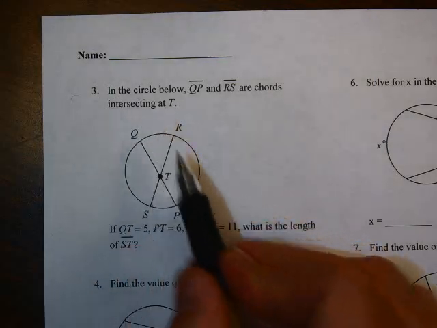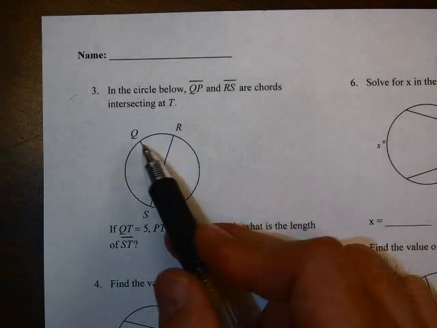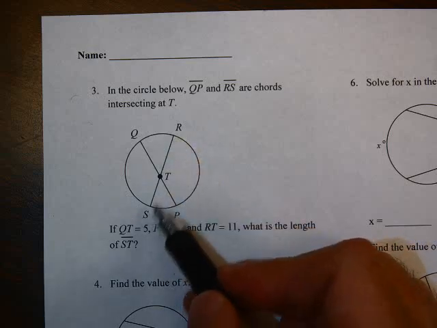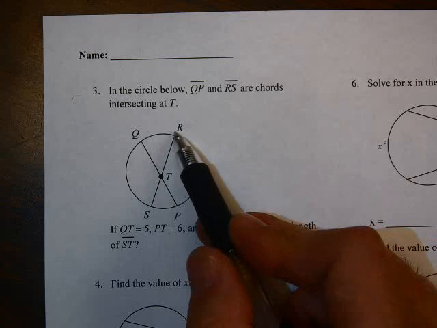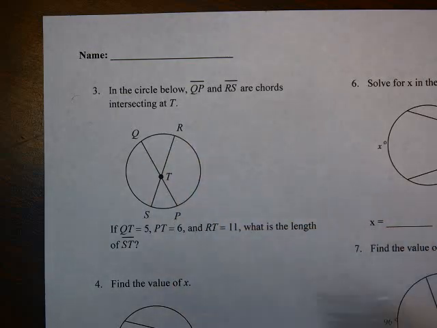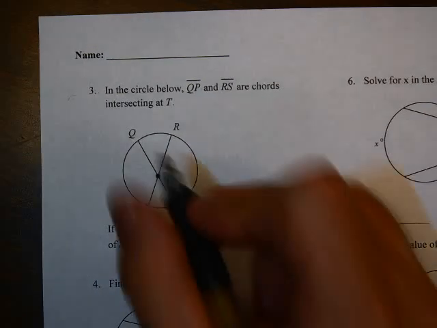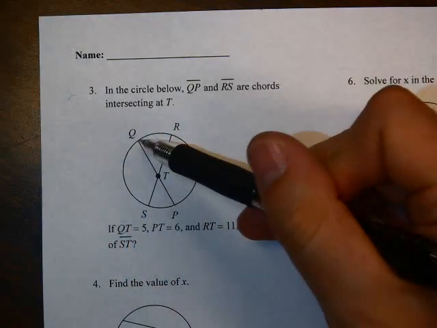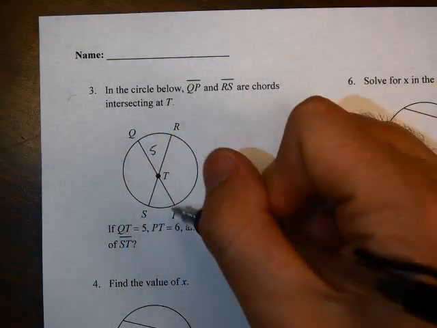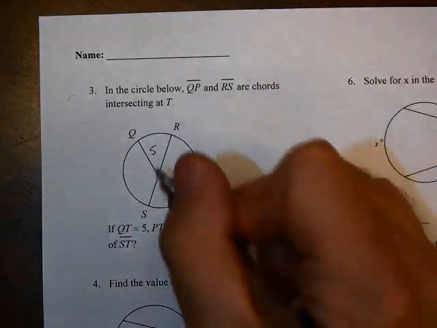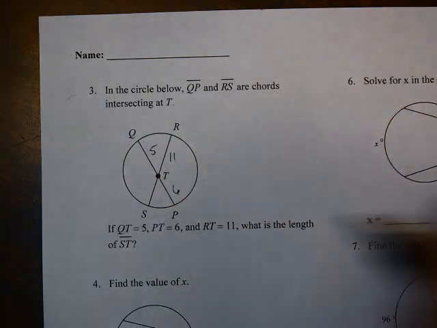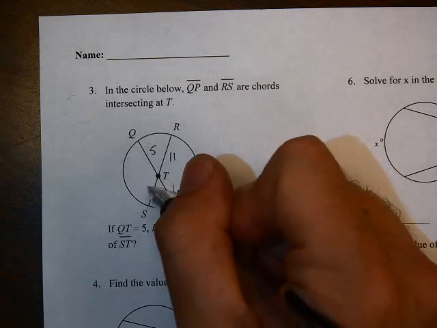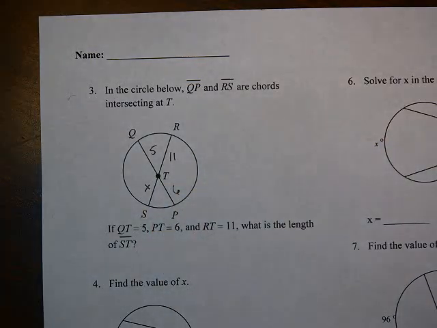Number 3, it says in the circle below, QP and RS are chords intersecting at T. So T is not the center, that's just where the two chords are intersecting. If QT equals 5, that's QT right there, PT equals 6, and RT equals 11. What is the length of ST? That would be our X that we're trying to solve for.